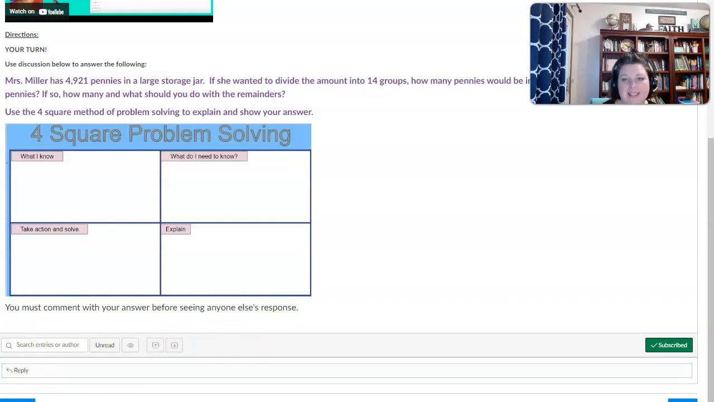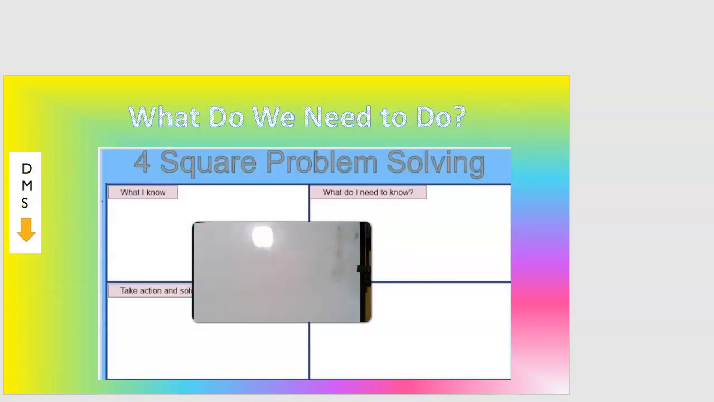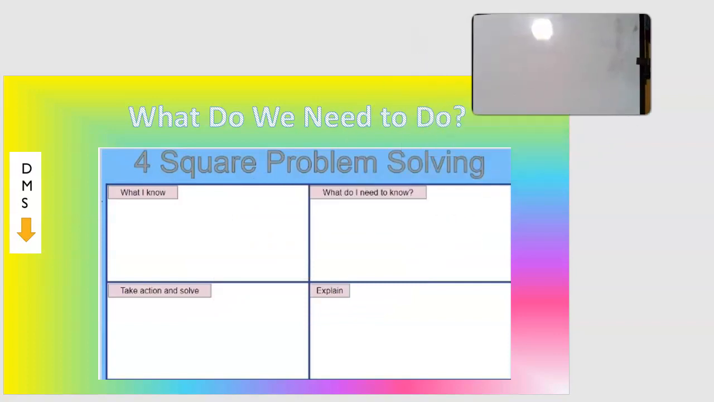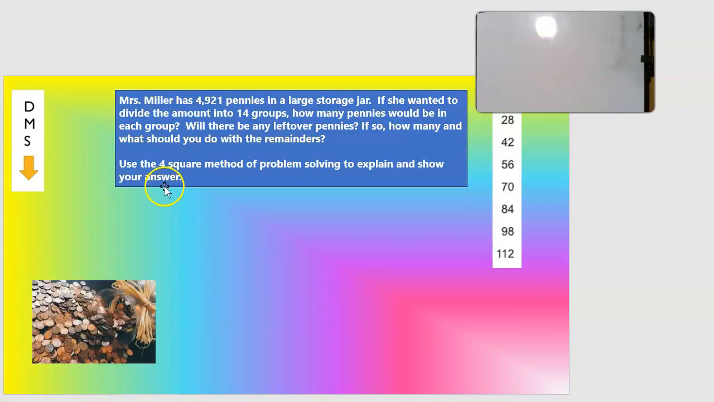So let's get started. Okay, for the 4-step problem solving method, if you'll remember, the 4 things that you need to do are to type what I know, what do I need to know, take action and solve, and then explain. So let's go back and find out what we know.